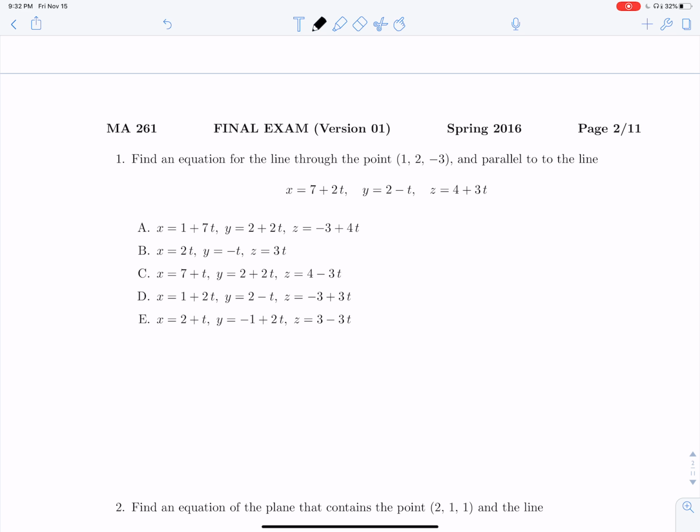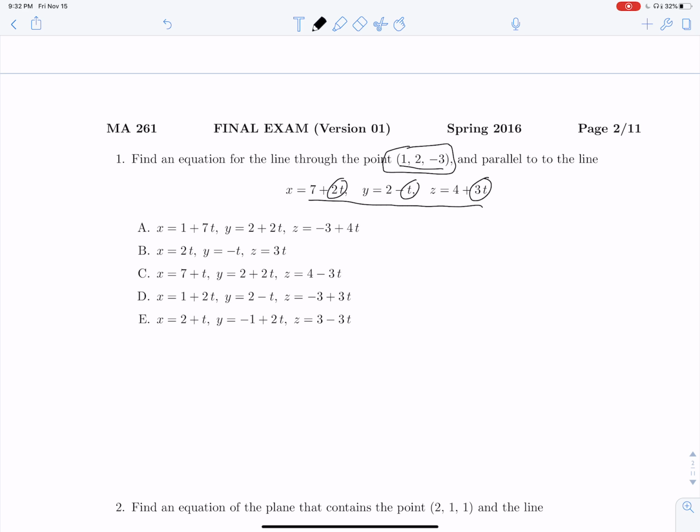So, question one: we want the equation for a line that passes through this point and is parallel to this line. Whenever we see something like this, we know that we want to have the same slope, so the same coefficients on t as the x, y, and z components of the line that we're given, and we know that we need to contain 1, 2, and negative 3.